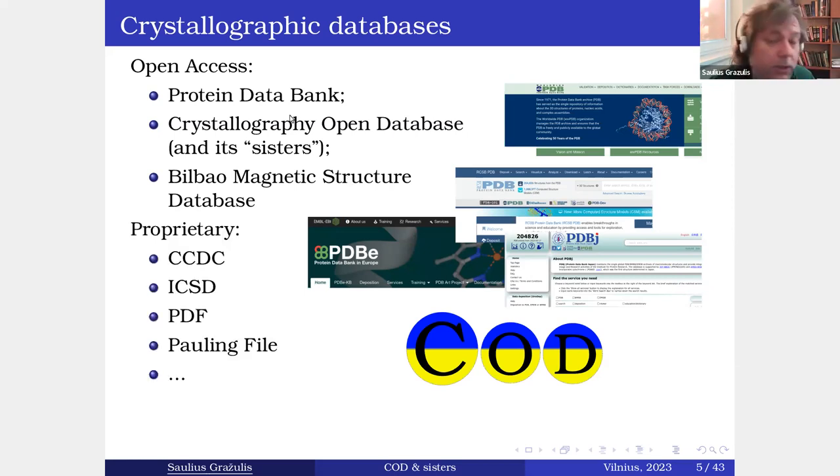Now, I must mention that for chemical crystallography, there are many databases which are larger than ours and older than ours, but they are distributed under proprietary licenses. And in some cases, these licenses even forbid you to openly disseminate the derived data from their database. So I and my colleagues think that this is not appropriate for the 21st century.